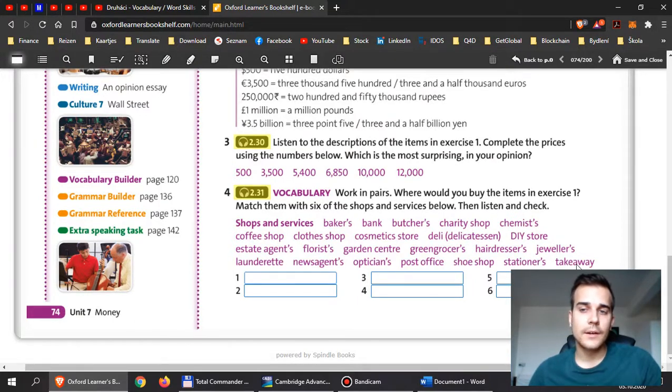Takeaway, it's kind of a restaurant that will give the food, they will sell the meals to people and they will take it away. That's why we call it takeaway. All right, usually in our country those are some Chinese restaurants that do takeaway.